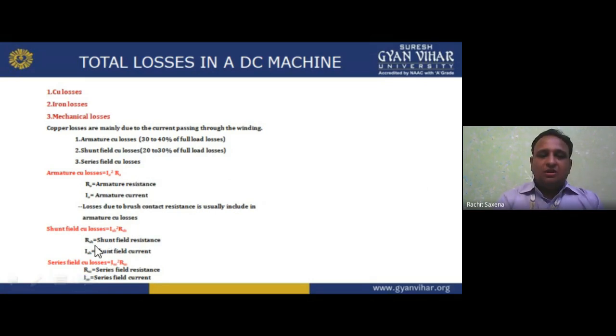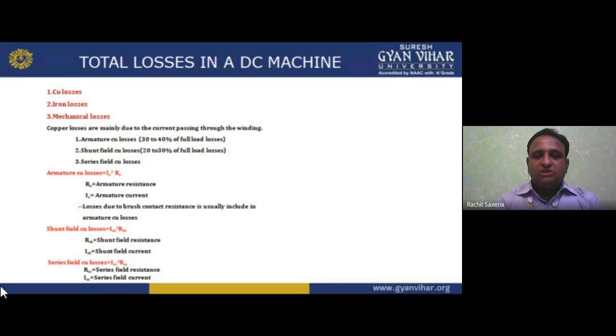Now, shunt field copper loss is given by Ish square Rsh. Where in this, Rsh is your what? Shunt field resistance. And Ish is your shunt field current. So Ish square Rsh. I hope you understand.